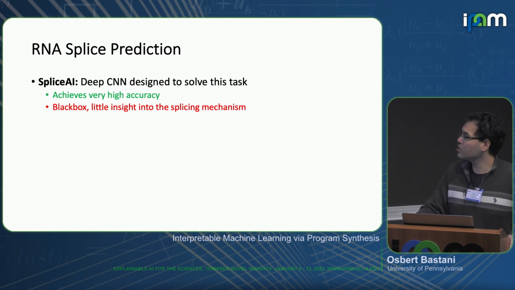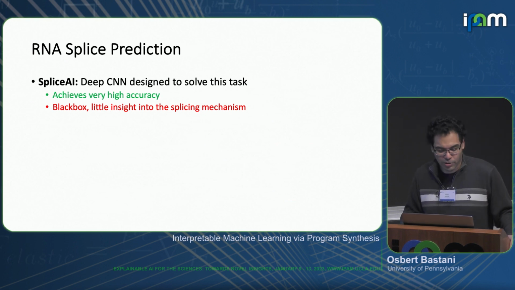But it's largely a black box. So there's very little insight into the splicing mechanism. You can get a little bit of insight by doing perturbation analysis and things like that, but you can't really look at the model and understand anything that it's doing.